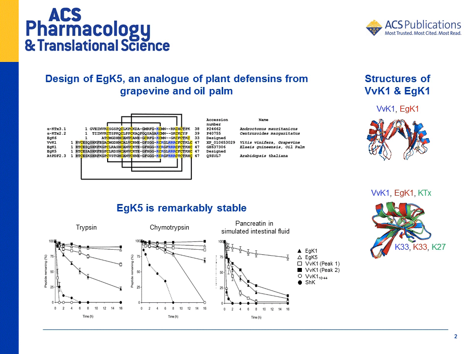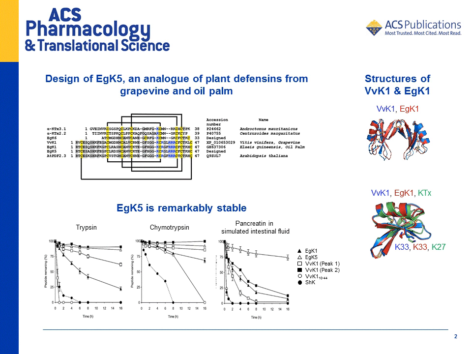On the top right, you see the crystal structures of VVK1 and EGK1. They are remarkably similar. And at the bottom right, you see that VVK1 and EGK1 are structurally very similar to a scorpion toxin, kaliotoxin in this case, which blocks Kv1.3 potently. We then generated an analog of VVK1 and EGK1 called EGK5, based on molecular modeling and molecular dynamic simulation.